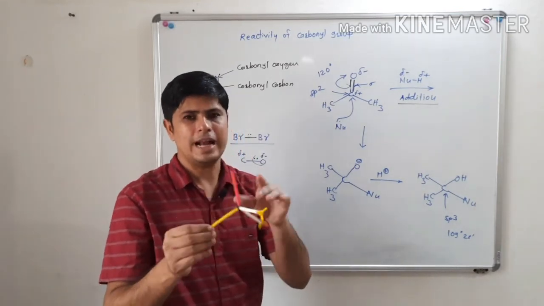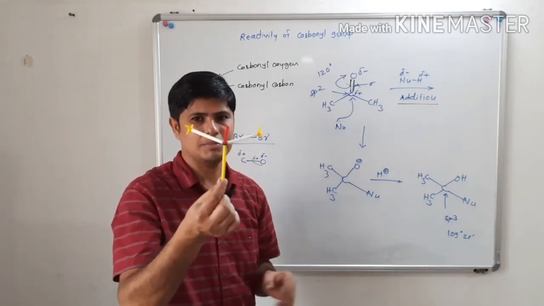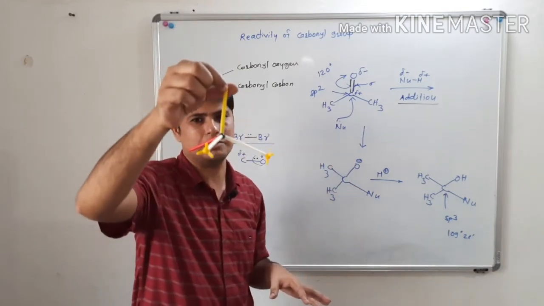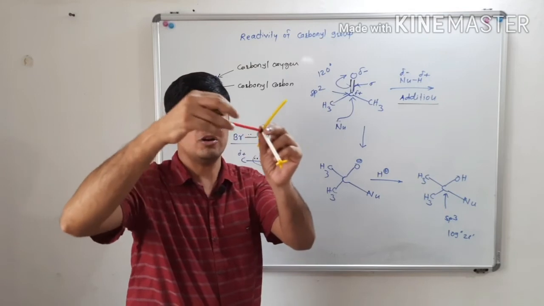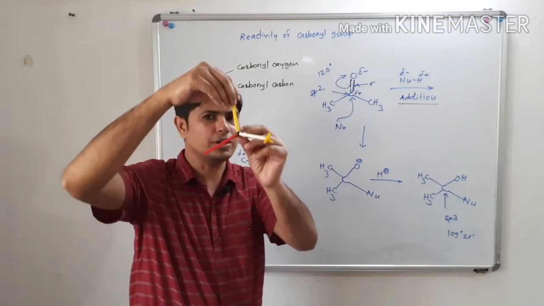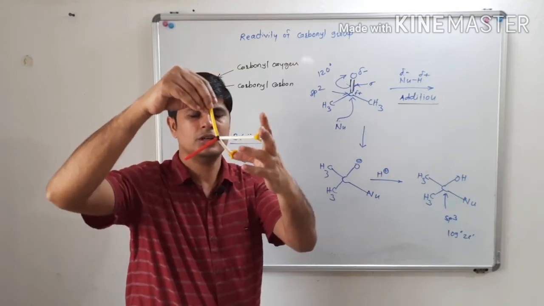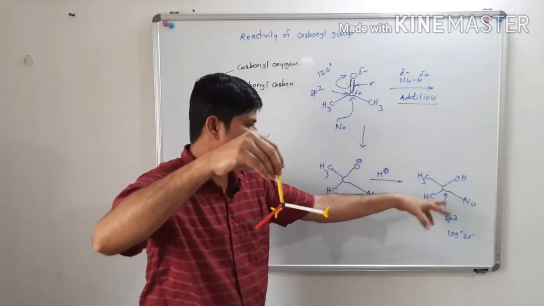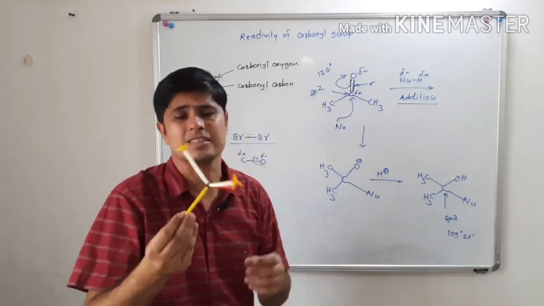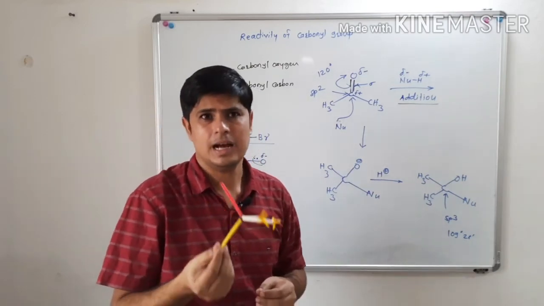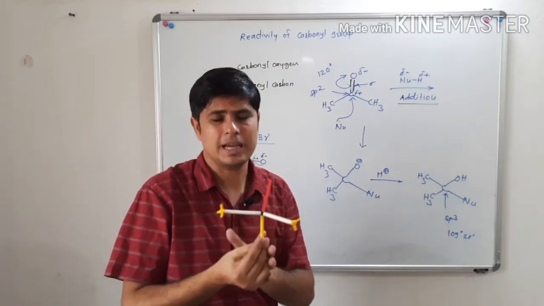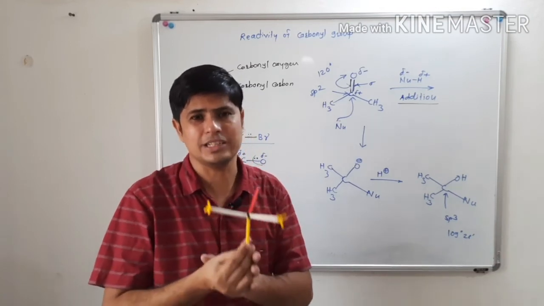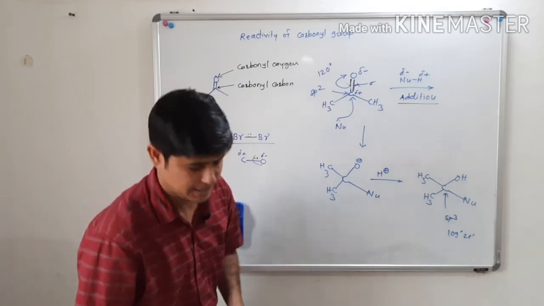a nucleophilic addition product, and that sp2 hybridized carbon will get converted into tetrahedral carbon. So this is your hydroxyl OH, this is your nucleophile, and this is your two methyl groups. So acetone got converted into a tetrahedral structure. I hope you have understood the mechanism of nucleophilic addition reaction, how it is taking place.